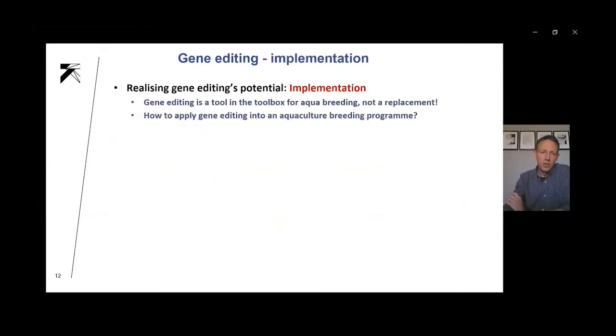And of course, these are all interesting research avenues to identify targets, but the real key, or a real key, is how do you then take those forward to implementation? Gene editing, of course, is a tool in the toolbox for aquaculture breeding, not in any way a replacement. It needs to be integrated into well-managed breeding programs. So the question is, how can this be done?